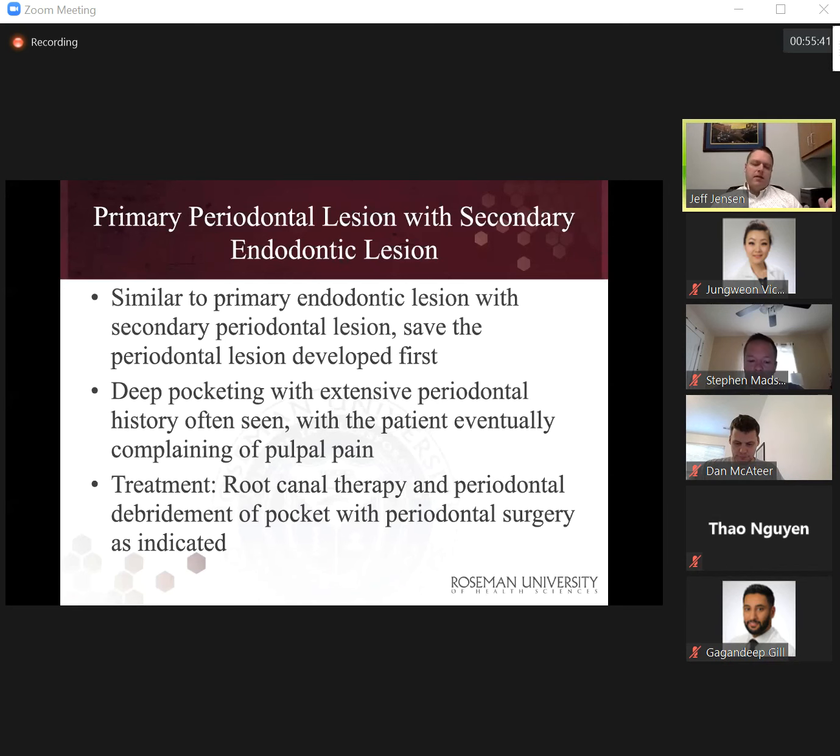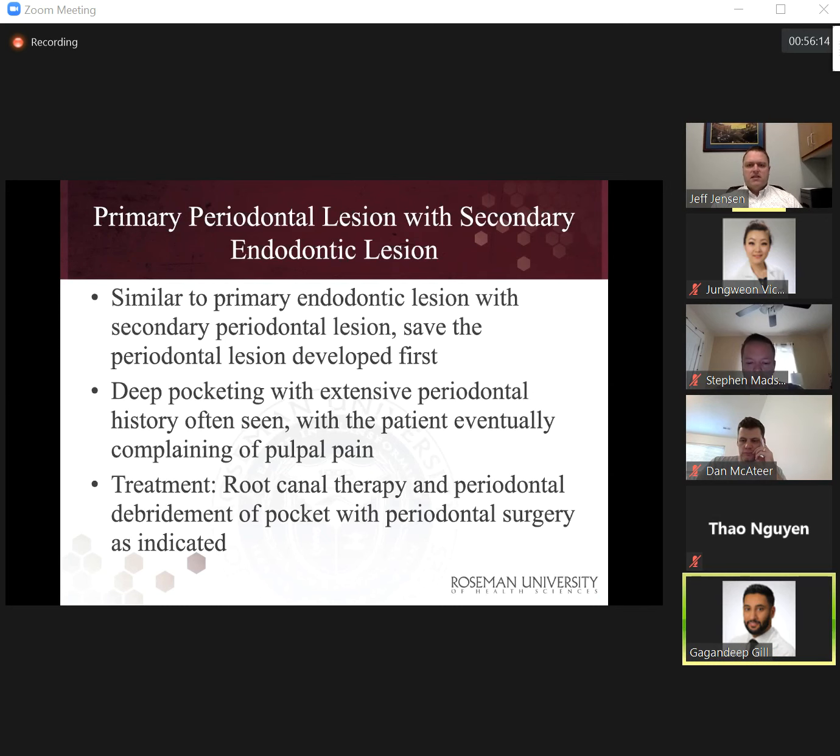Yeah. So essentially those are similar, right? Almost the same. This primary perio, secondary endo isn't saying that perio caused the endo. This is just saying that you had a tooth that has perio that developed an endodontic lesion. So it doesn't mean that perio caused the endo. It just means that this tooth has two lesions, but the perio developed first. Okay, I see. Does that make sense? Yeah, it does. Yeah, thanks.